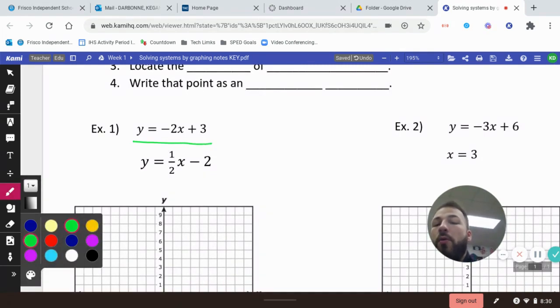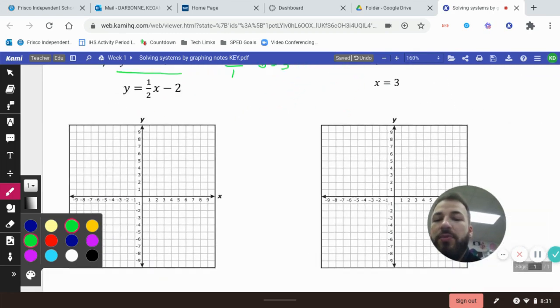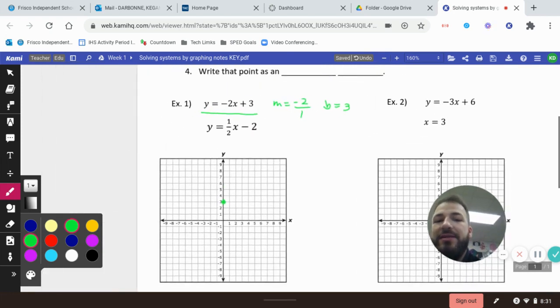So y equals negative 2x plus 3. My slope is equal to negative 2. And remember, anytime it's a whole number, we want to take our slope and make it that number over 1. And then our y-intercept, b, is 3. So first things first, when graphing a linear equation, just in case you forgot, we do the y-intercept first. So my y-intercept is 3. So I'm going to put a point at 3 on the y-axis.